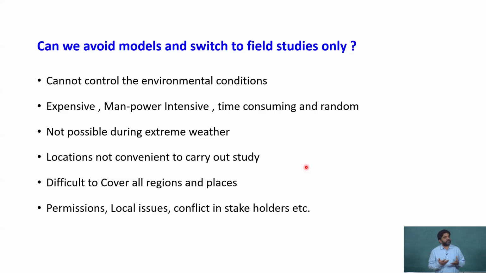Similarly, some locations might not be convenient. There are remote islands, there are difficult to access places, where we have to do modeling studies. Similarly, it is also difficult to cover all regions and places. So tomorrow if the government wants to formulate a policy for all the coastal states, we cannot say give me 10 years, let me go study all the coastal states. By the time we start and finish, the first location would have already undergone significant changes. So when we want to do it on a large scale, when we want to understand a wider area, we have to switch to modeling.